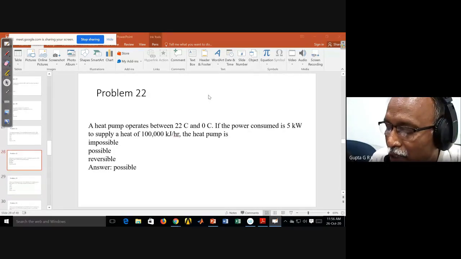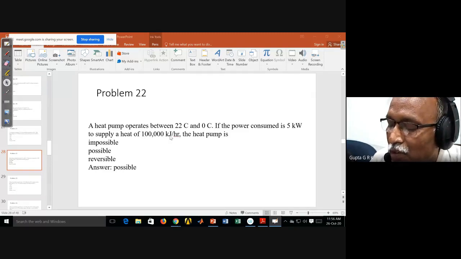And a heat pump operates between 22 centigrade and 0 degrees centigrade. Again, you can find out the COP. The power consumed is 5 kilowatts, so W is given, to supply a heat of 1 lakh kilojoules per hour. So you can find out per second how much, so in kilowatts I will get.